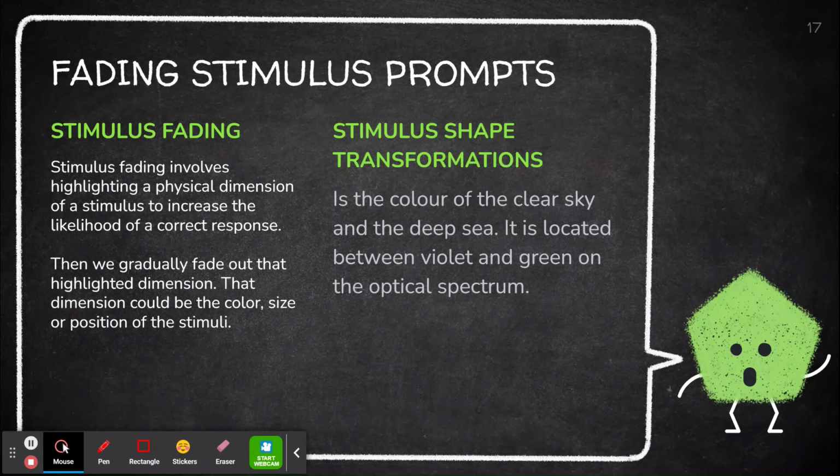And that involves highlighting a physical dimension of that stimulus to increase the likelihood of that response. We're going to gradually fade out that highlighted dimension. The dimension could be the color, the size, or maybe even the position of the stimuli. And then we also have stimulus shape transformations.